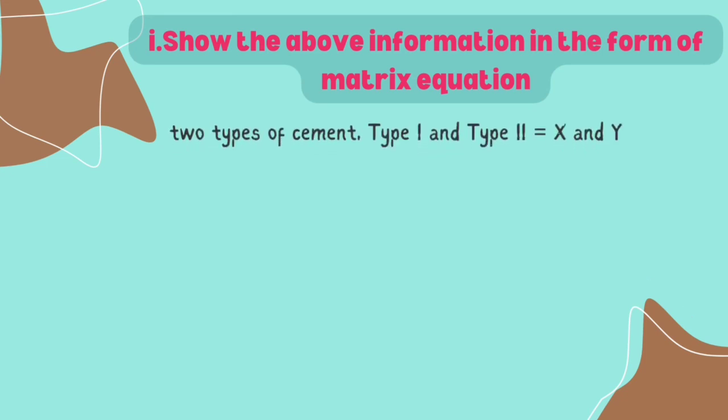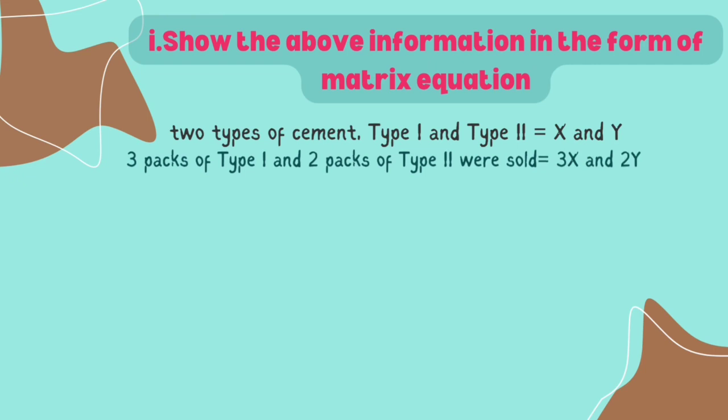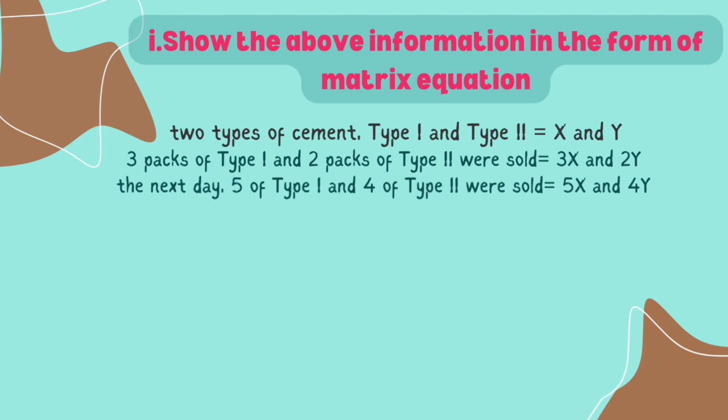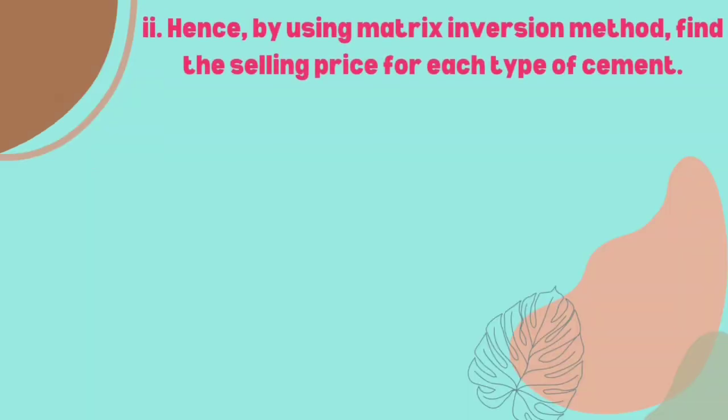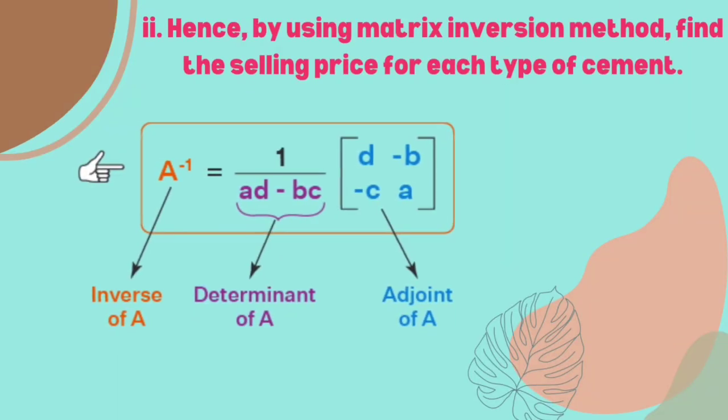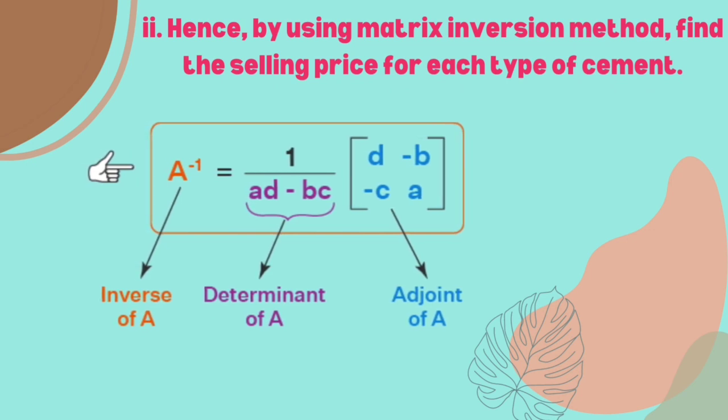The 2 types of cement, type 1 and type 2, are labeled X and Y. 3 packs of type 1 and 2 packs of type 2 were sold, labeled 3X and 2Y. The next day, 5 of type 1 and 4 of type 2 were sold, labeled as 5X and 4Y. So, the matrix equation will be [3, 5; 2, 4] [X; Y] equals [150; 930]. Hence, by using the matrix inversion method, find the selling price for each type of cement.